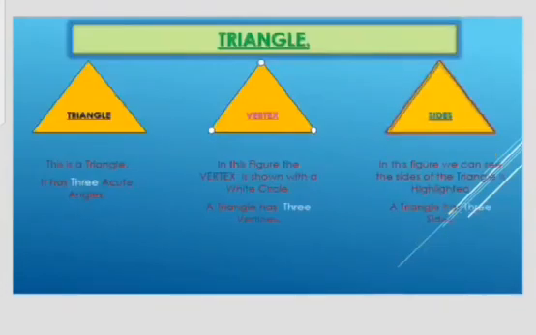Now children, see the third figure. This is a triangle. It has 3 acute angles in it. In the second picture, the figure shows the vertex in a small circle. In this figure, the vertex is shown with a white circle. A triangle has 3 vertices. Now see the last picture. In this figure, we can see the sides of the triangle highlighted. A triangle has 3 sides.